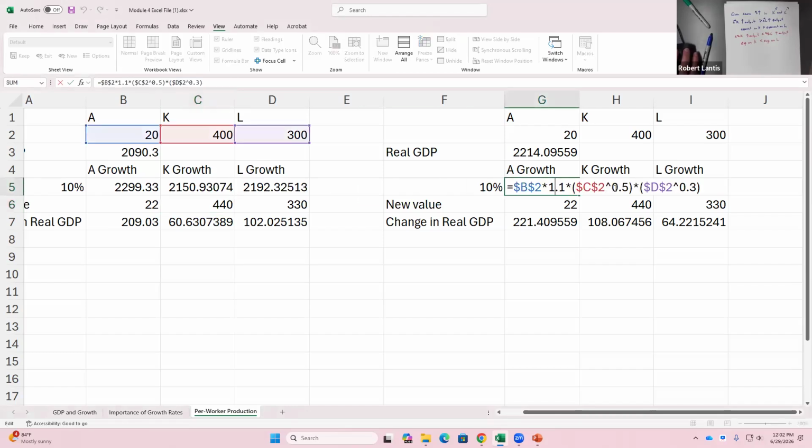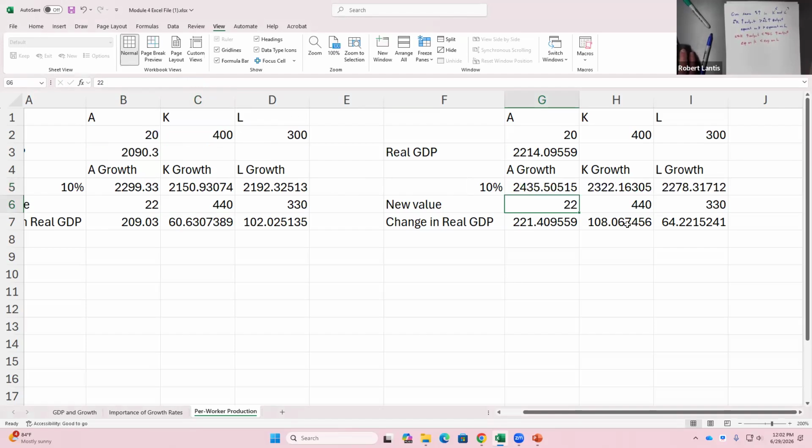When we had the exponent on capital being larger than the exponent on labor, now with a 10% change in both of them, which one increases output by more? Now it's going to be that same 10% increase in capital. Does that answer your question? Once again, you anticipated the next thing that I was going to work through.